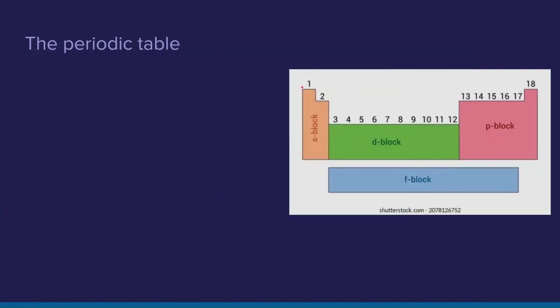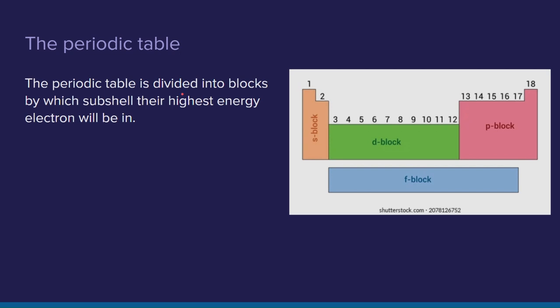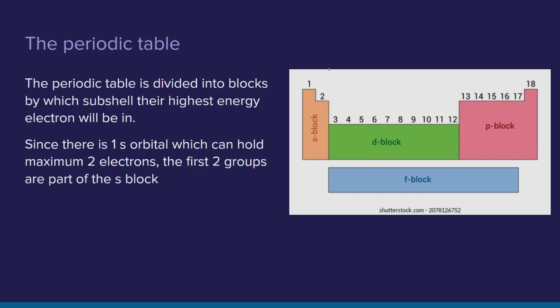The periodic table. So now we're looking at it divided into blocks. It's divided into blocks by which subshell their highest energy electron will be in. And for the s block, since there is one s orbital which can hold a maximum of 2 electrons, group 1 and group 2 will have their highest energy electron in the s block. Same for the other ones.